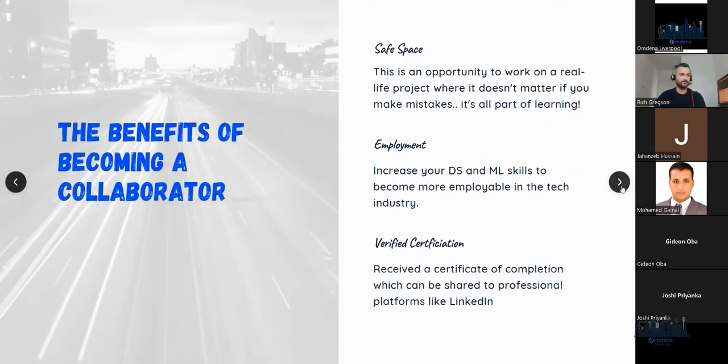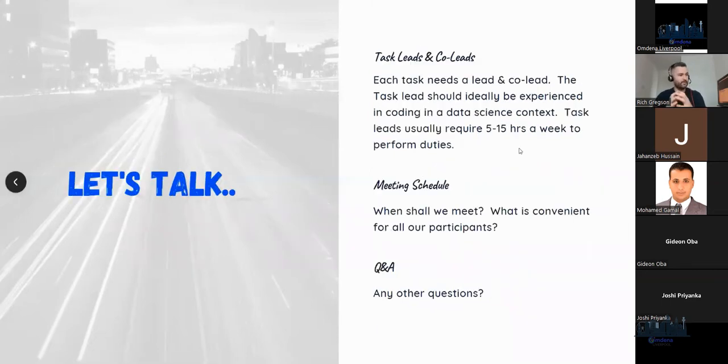Cool. Okay, so this is where I'm going to take the floor now, just after a few points. The task leads, again, let me just reiterate that. Each task needs a lead and co-lead. The task lead should ideally be experienced in coding in a data science context, and the task leads usually require between 5 and 15 hours a week to perform their duties.